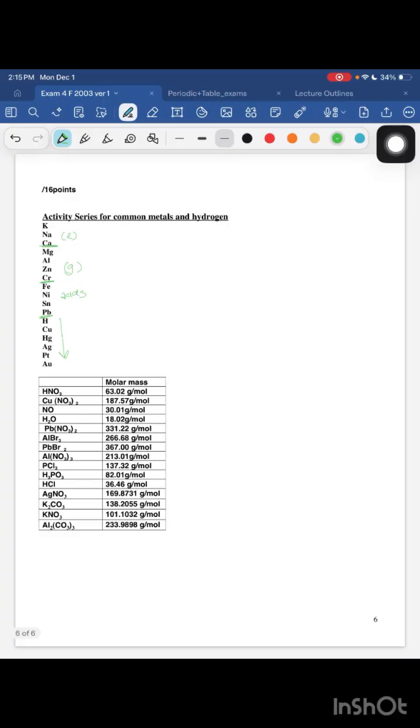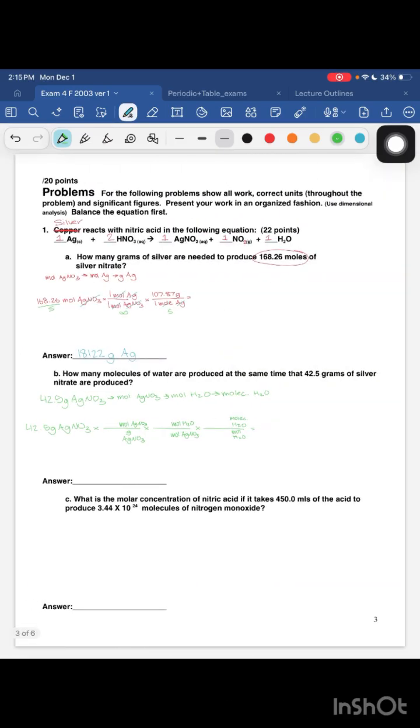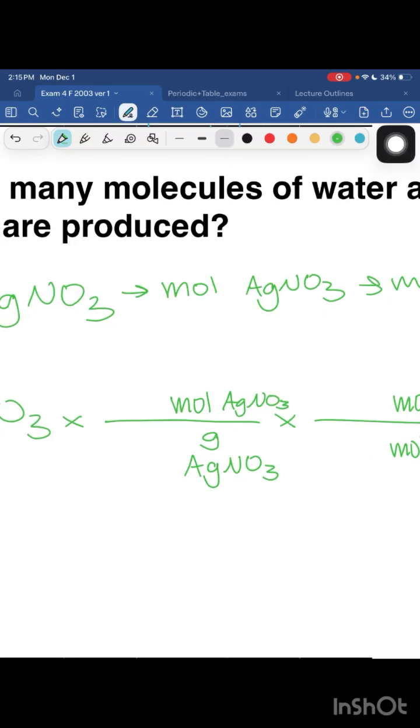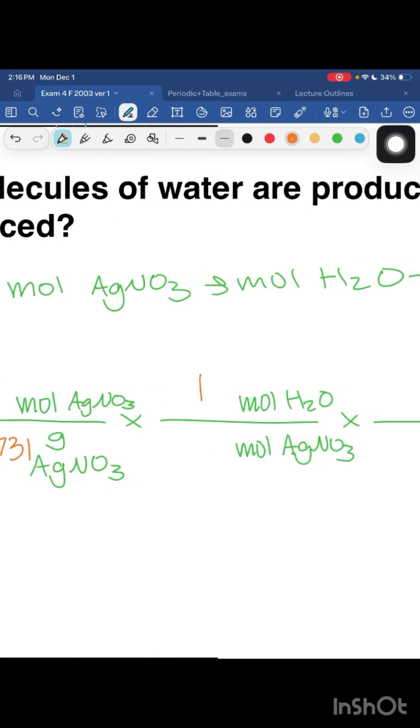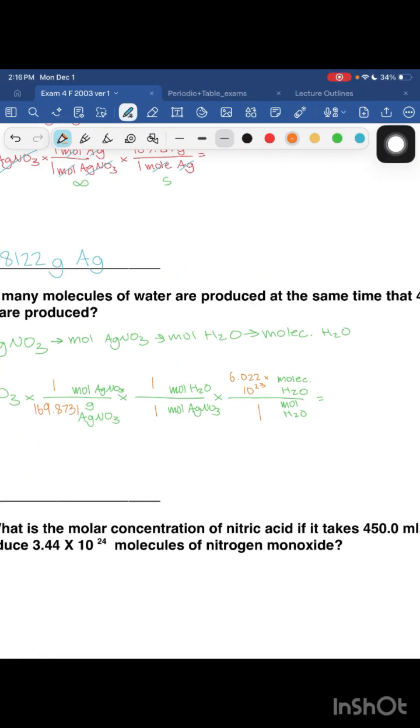Silver nitrate is luckily given, I believe, did they not? There we go. Silver nitrate is 169.8731. I'm going to do these in a different color. I'm feeling crazy. 169.8731 for every 1 mole. Like we said, this is a 1-to-1 ratio. And then Avogadro's number is 6.022 times 10 to the 23rd, which, if you don't have memorized by now, I'm concerned, truly.